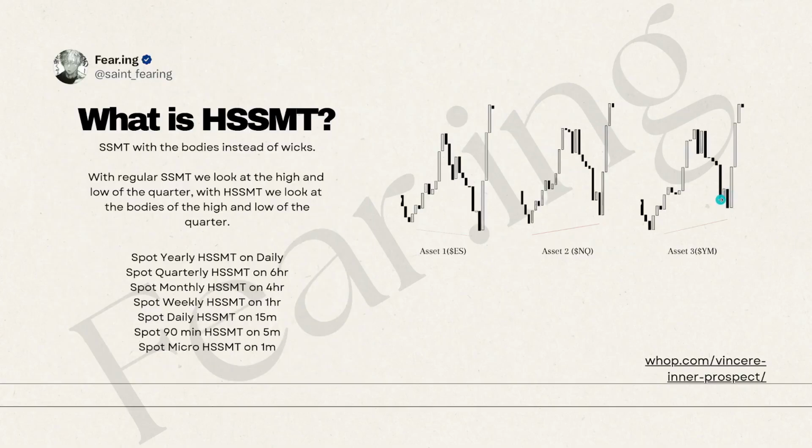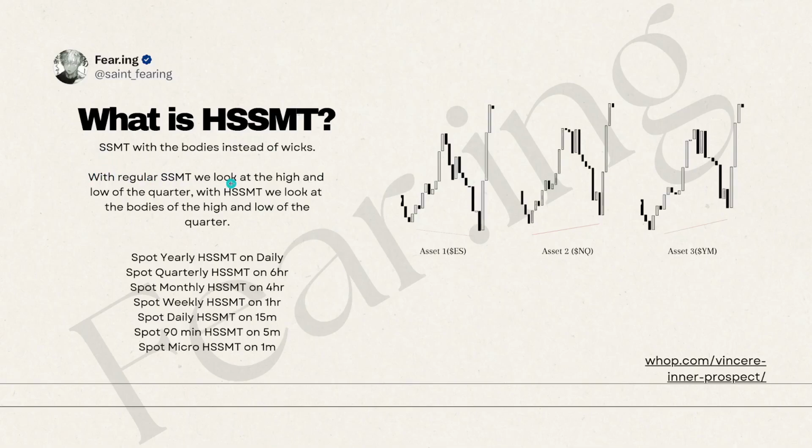Now, what actually is hidden sequential SMT? So why is it called hidden, in fact? It is because often you may see price reverse without any sort of sequential SMT. You might be thinking that, okay, we don't need the SMT for reversals. But in fact, there is sequential SMT, it is just hidden, such as this. So sequential SMT with the bodies instead of the wicks. That is what hidden sequential SMT is.